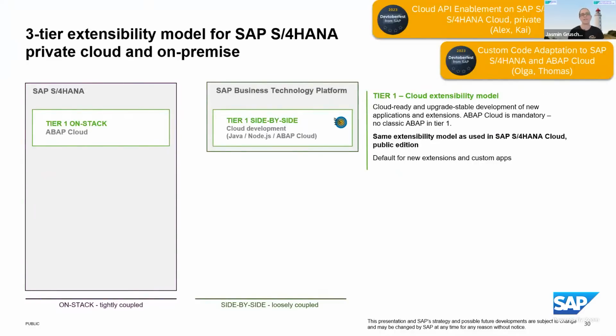And that brings me to the three-tier extensibility model of SAP S/4HANA private cloud and on-prem. So in the ideal world, you could try to achieve everything in tier 1. That plays the complete rule set of ABAP cloud development, either on-stack in SAP S/4HANA or in the side-by-side approach, also the tier 1 full ABAP cloud for extensibility.